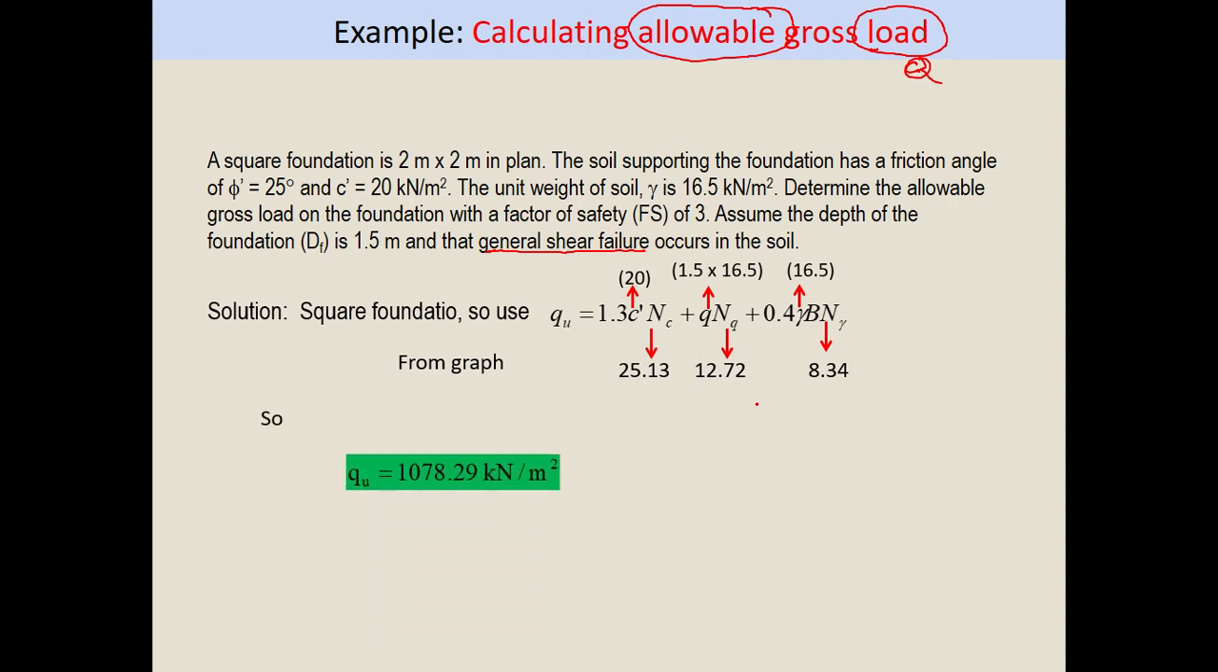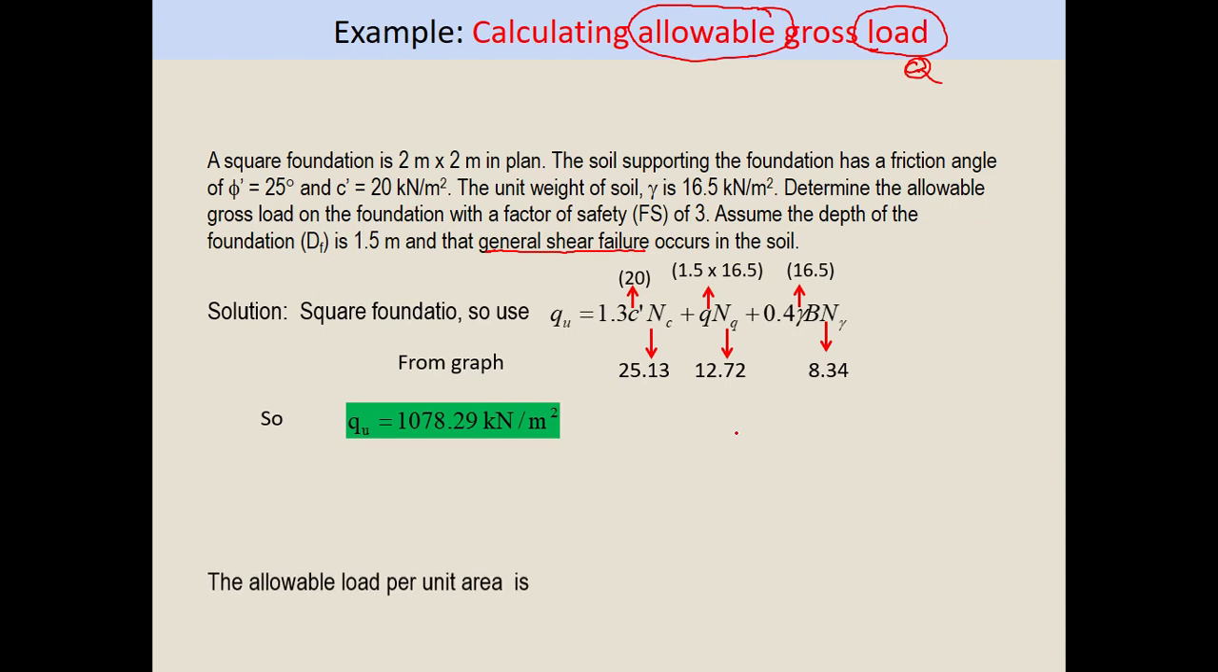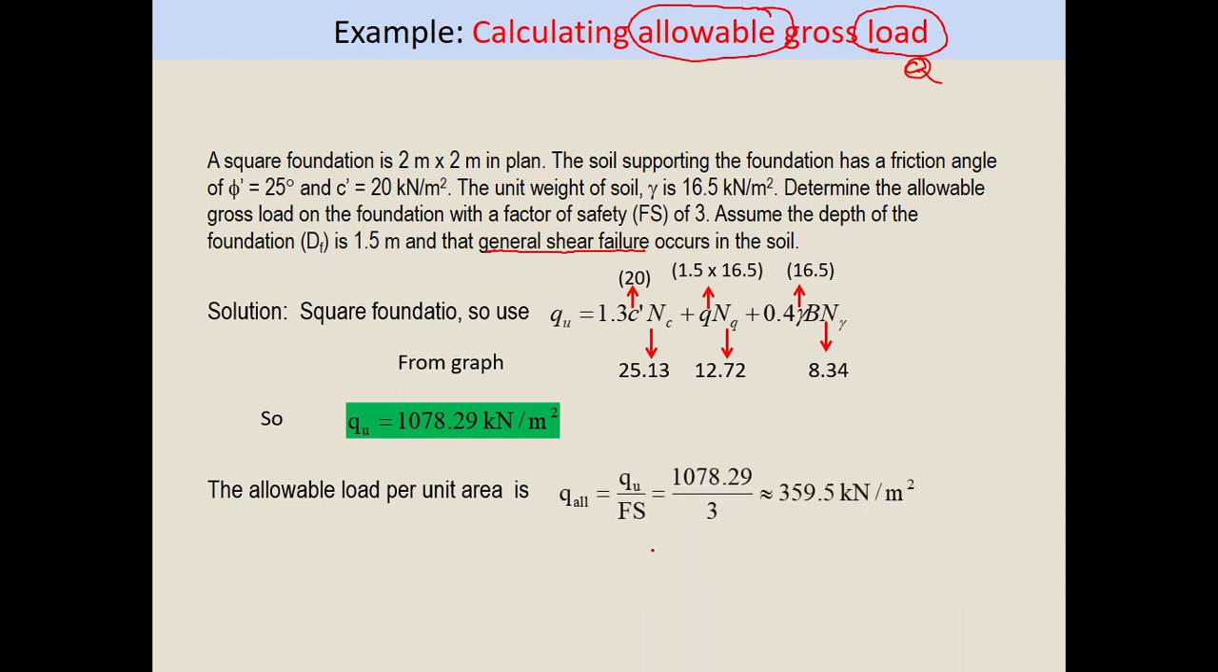So QU equal to 1078.29 kilonewton per square meter. So this is the Q ultimate. But you have to calculate the allowable load. So the allowable load per unit area equals QU divided by FS, where FS is the factor of safety.